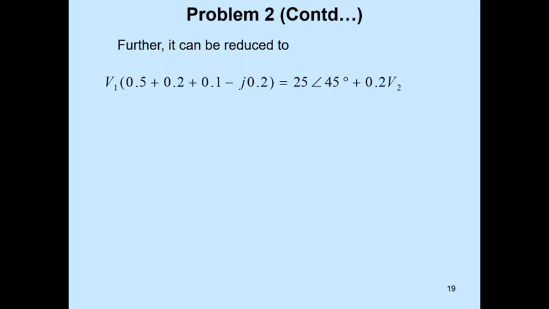So the earlier equation can be rearranged or reduced: V1 into (0.5 plus 0.2 plus 0.1 minus j0.2) is equal to 25 at an angle of 45 degrees plus 0.2 V2.